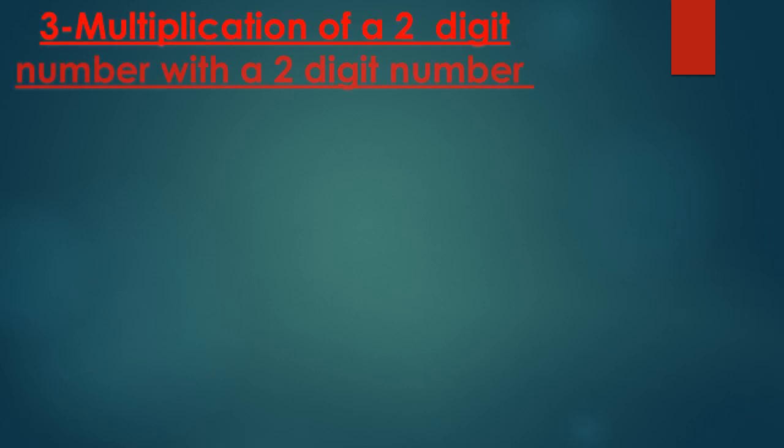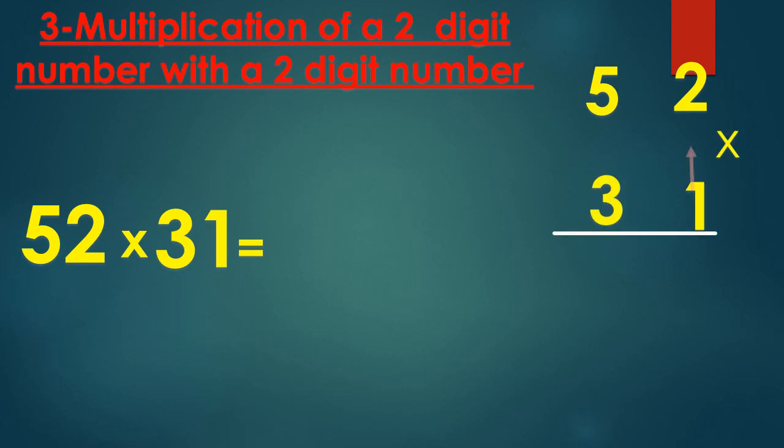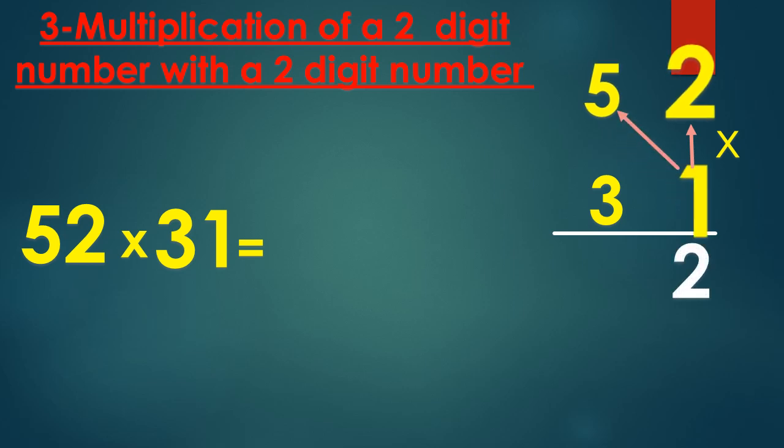Third, we have multiplication of a two-digit number with a two-digit number, like 52 which has 2 digits times 31 which also has 2 digits. First we write them one below the other, and we start taking the 1 and multiplying it by both upper numbers. 1 times 2 is 2. 1 times 5 is 5.